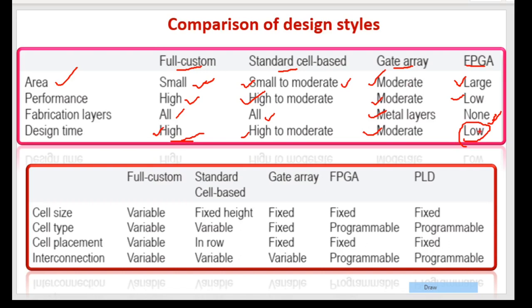So this is the advantage of FPGA. If you want to realize the hardware quickly, then you can go for FPGA. But if you want to realize a chip with the highest amount of performance, then you can go with the full custom or standard cell based design, because nowadays the standard cell based design is the most popular method, right?